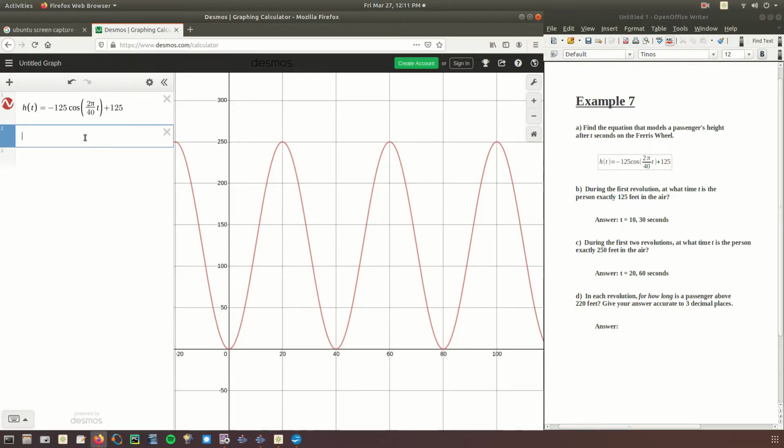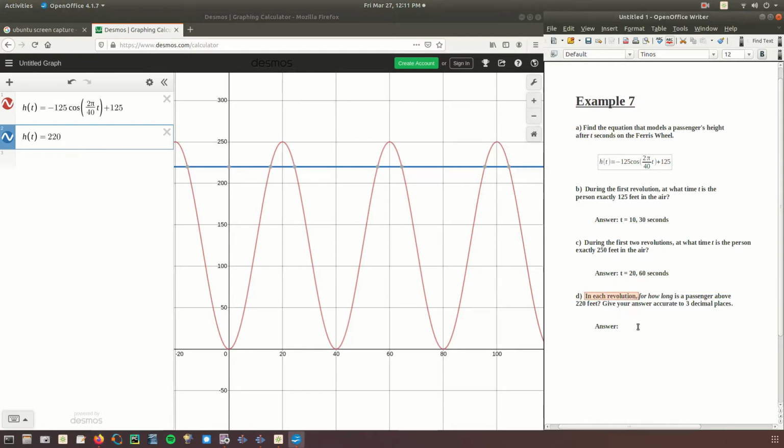So I'm going to do the same thing. I'm going to identify that the desired height of interest here, height, is 220. And what I want to know is at what times is our passenger's height, the curve in red, the same as the desired height of 220. What I also know here is I'm only interested in looking at each revolution. So I don't need to look across multiple revolutions. I think my answer is going to be the same for each of these. Each lap around the Ferris wheel should be the same. And what I can see here is it appears that we get to a height of 220 feet at times approximately 15.5 seconds and 24.5 seconds.